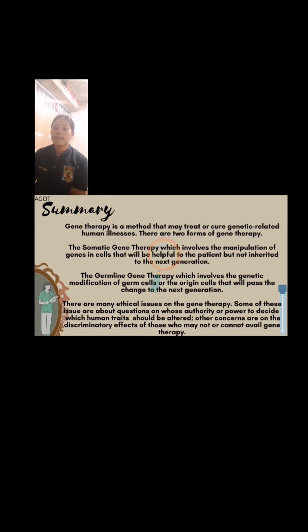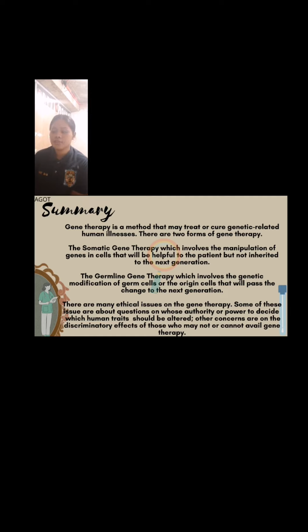Good day everyone, I am Agot Sandrea Jin and I am here to discuss the summary of lesson 5, the aspects of gene therapy. So, gene therapy is a method that may treat or cure genetic-related human illnesses. So there are 2 forms of gene therapy. One of these is somatic gene therapy, which involves the manipulation of genes in cells that will be helpful to the patient but not inherited by the next generation.